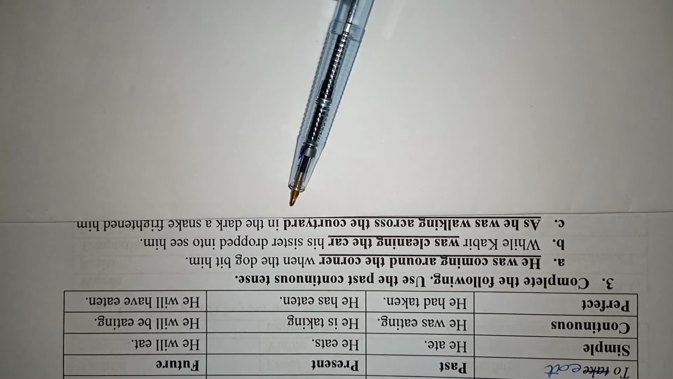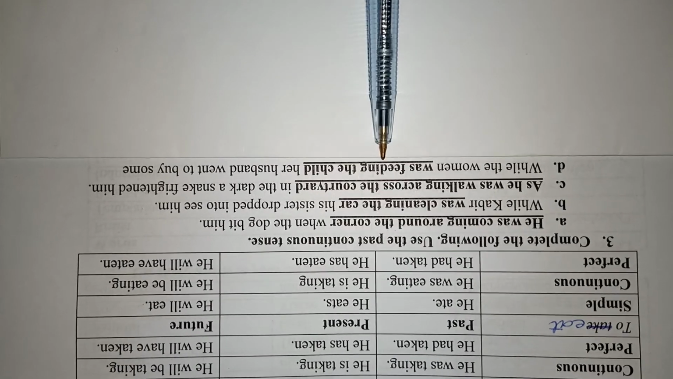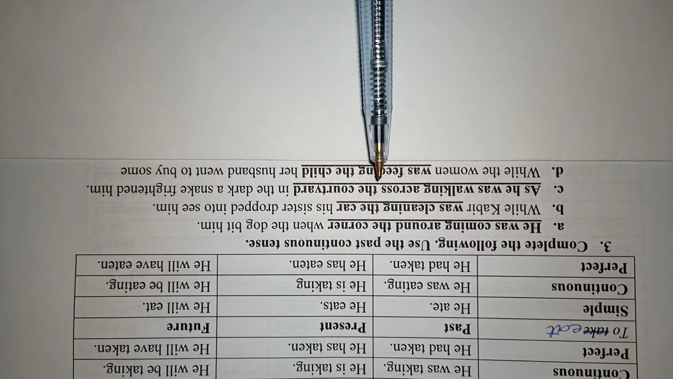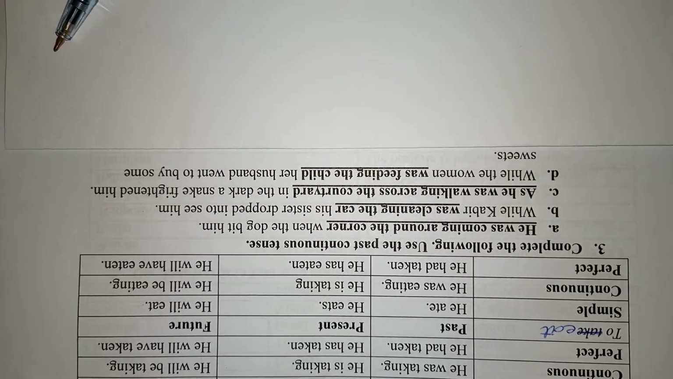While Kabir was cleaning the car, his sister dropped in to see him. Was cleaning. As he was walking across the courtyard in the dark, a snake frightened him. Was walking. Helping verb, verb's form plus ing. While the woman was feeding the child, was feeding. Helping verb plus ing form. Her husband went to buy some sweets.